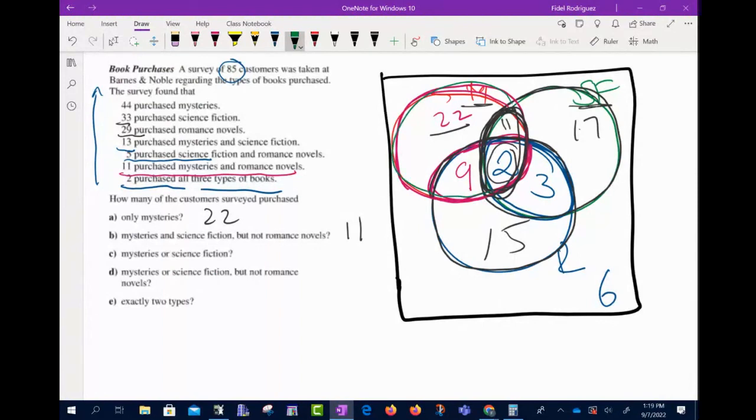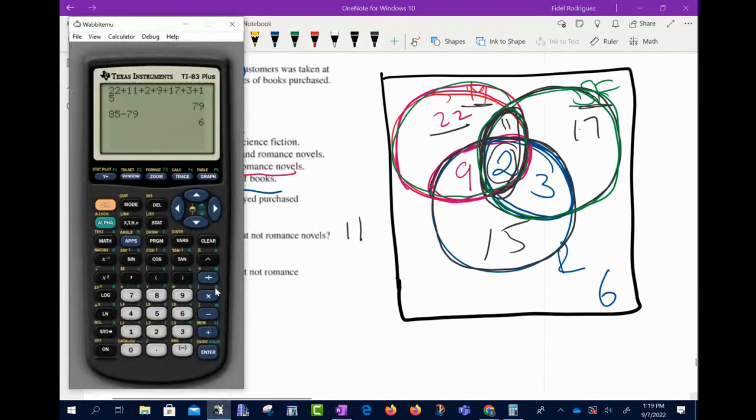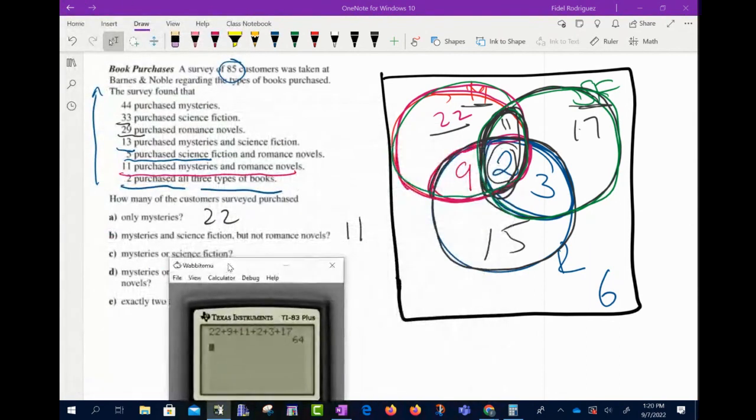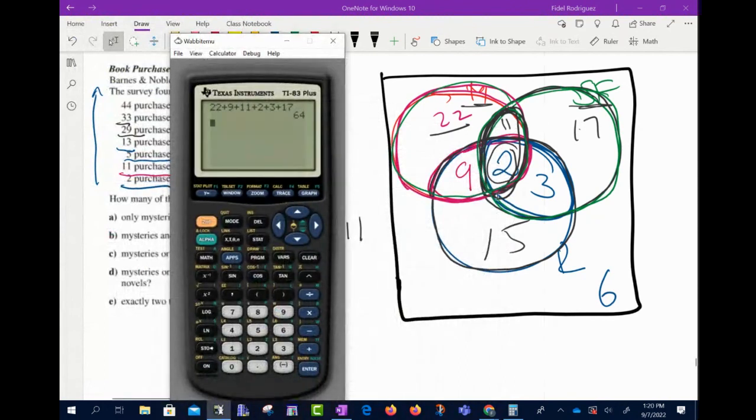Now, part C, y'all, says mysteries or science fiction. Mysteries or science fiction would be anybody in that circle and anybody in that circle. So I'm going to just take those numbers, y'all, and add them up together. Let's take 22 plus 9 plus 11 plus 2 plus 3 plus 17. As long as they fall in those two circles, it counts. So anybody that fell in this circle and anybody that fell in that circle, that was a total of 64.